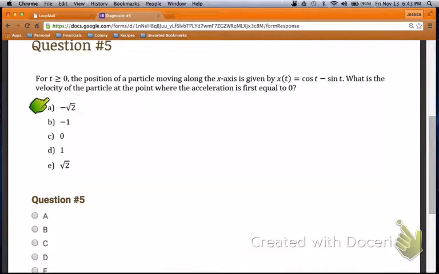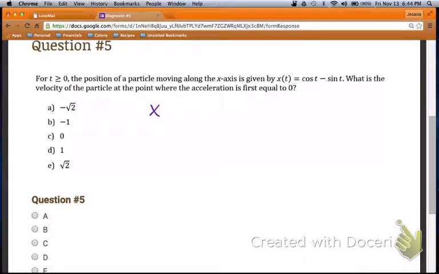So we're trying to find the velocity of this particle at the point where the acceleration is first equal to 0. So I need to figure out where the acceleration is first equal to 0, and when I figure out what time that would be, plug that back into the velocity function in order to figure out what the velocity was at that point. So in order to figure out where the acceleration was first equal to 0, I actually need to go through and find the second derivative of this.